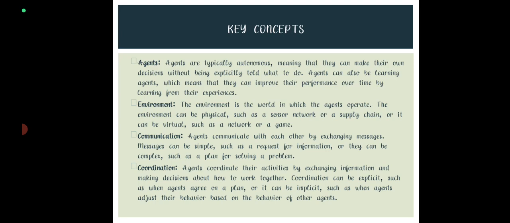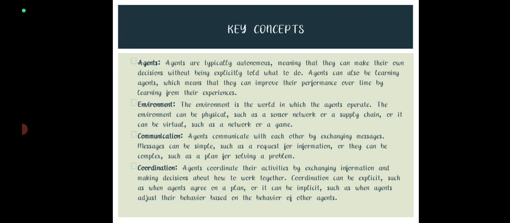Next, we discuss the main key concepts of distributed problem solving, and also agents. So, what is an agent? Agents are typically autonomous, meaning that they can make their own decisions without being explicitly told what to do. Agents can also be learning agents, which means that they can improve their performance over time by learning from their experience. These are agents.